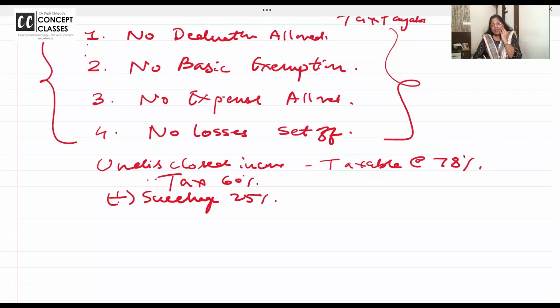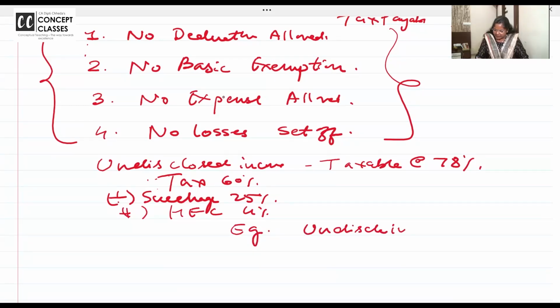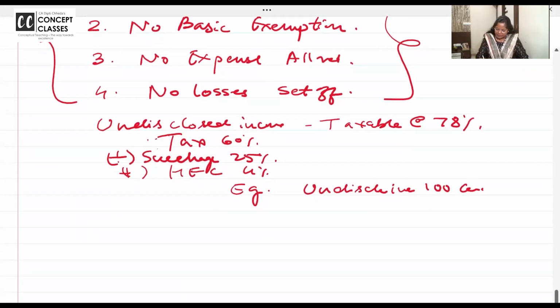Tax is calculated on income. Surcharge is calculated on tax. And then you have the health and education cess at 4%. Write down all of your details and write down one example. Suppose your undisclosed income is 100 crore. Just an example, 100 crore. So what is the tax you are liable to pay? 60%, 60 lakhs.